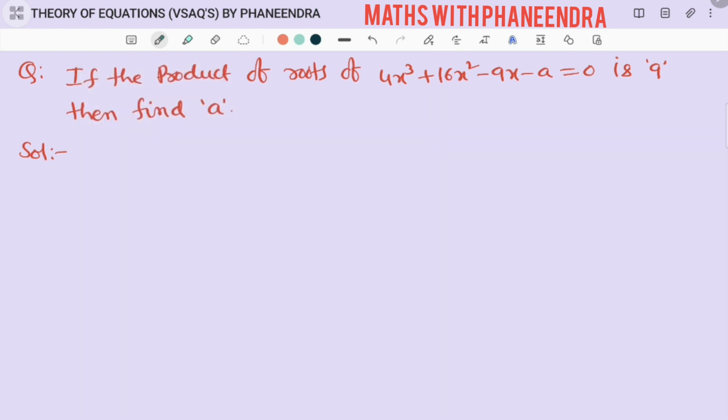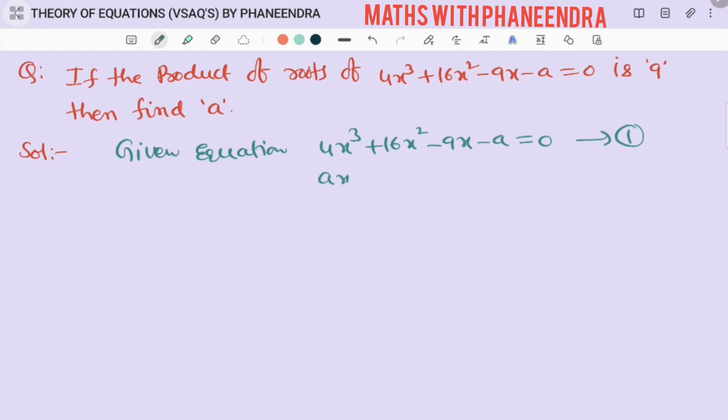So, first here directly the product of the roots is given, no? Given equation: 4x cube plus 16x square minus 9x minus a is equal to 0, equation number 1. Cubic equation means we have to assume the roots. Before that, comparing with ax cube plus bx square plus cx plus d is equal to 0, a is equal to 4, b is equal to 16, c is equal to minus 9, d is equal to minus a.